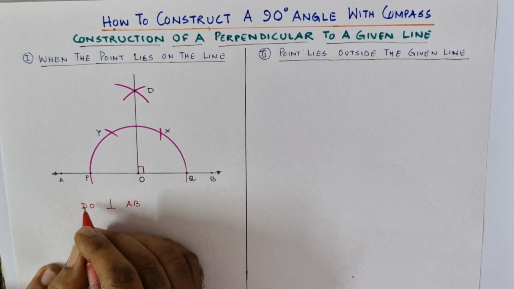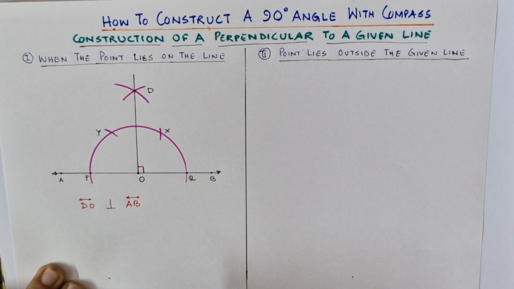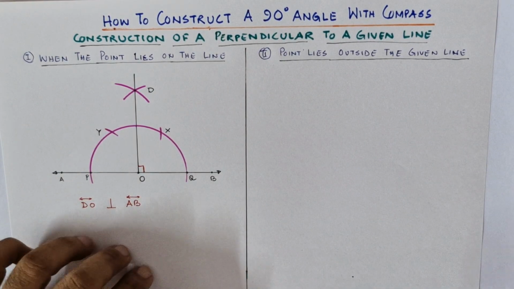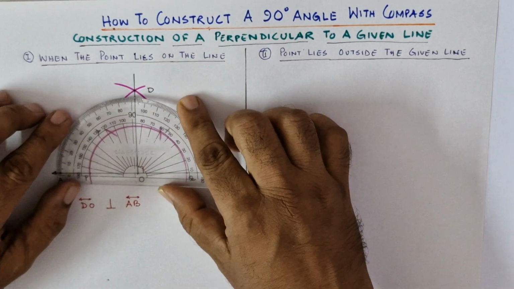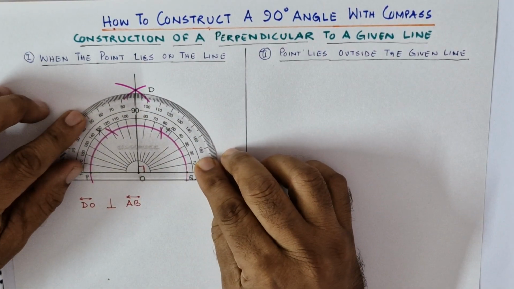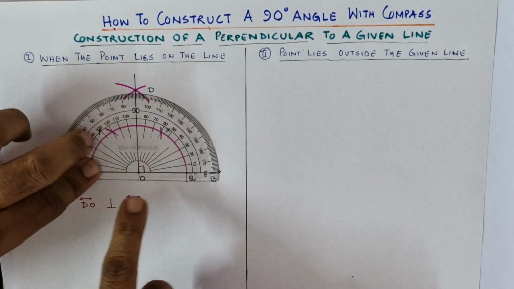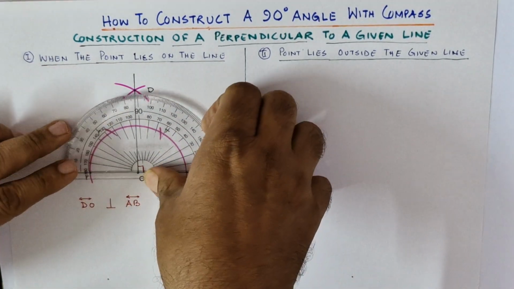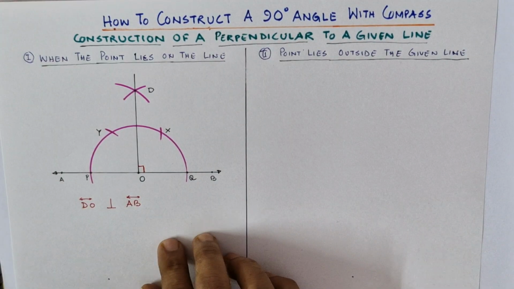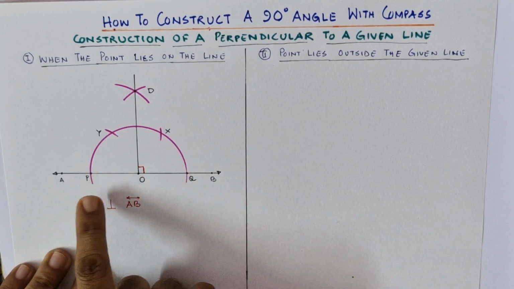So DO is perpendicular to AB. AB is the line. So let's take the protractor and see whether we have done it correctly or not. See, exactly 90 degree, right? So this is how you will be drawing a 90 degree angle when the point lies on the line.